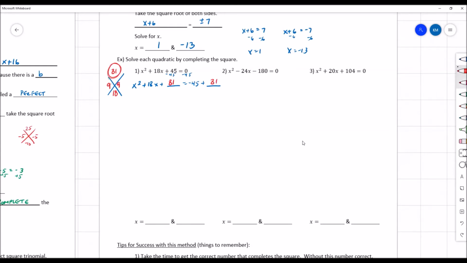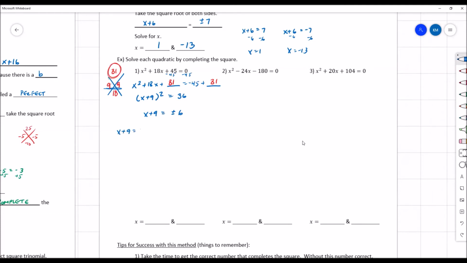Okay, so x plus 9 squared, right? We already figured out our factoring here, equals, and that gives us 36. Negative 45 plus 81. Take the square root of both sides. x plus 9 equals plus or minus 6. And then I solve both of those.